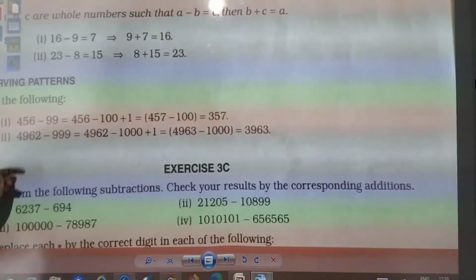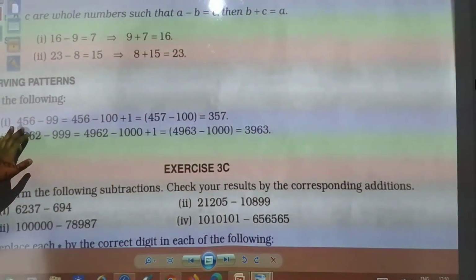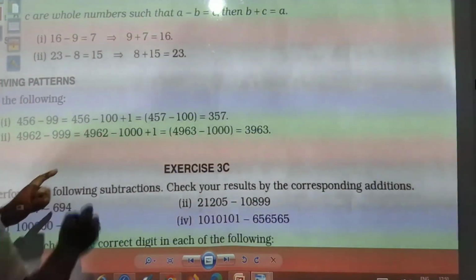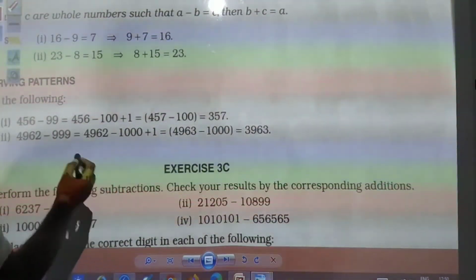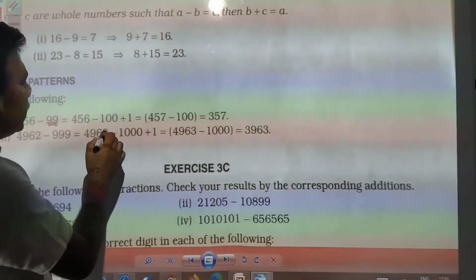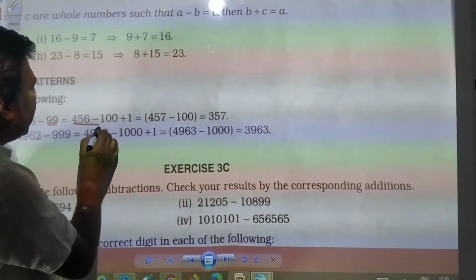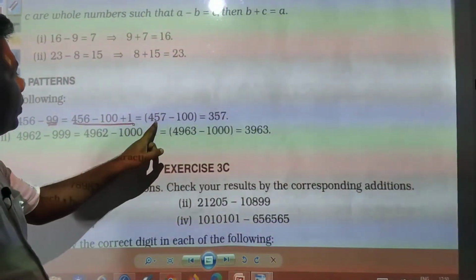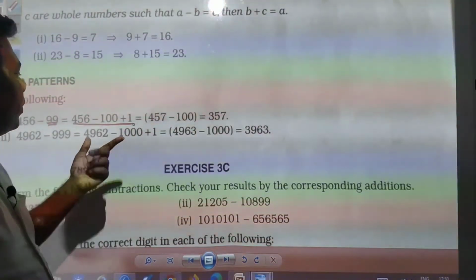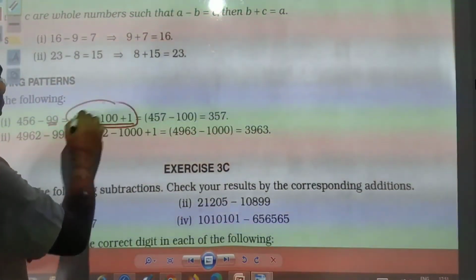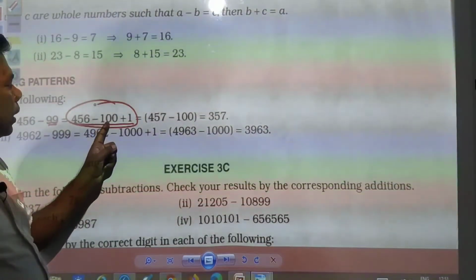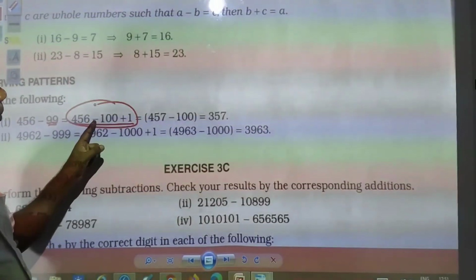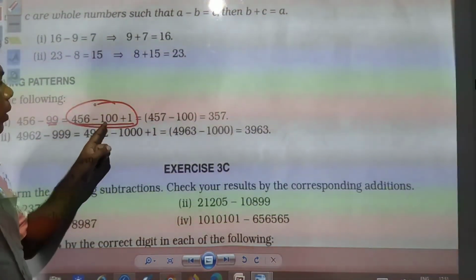Then you have observing patterns. 456 minus 99 will be equal to 456 minus, in addition also you had done, so you remember, 99 can be written as 100 minus 1, or 456 minus 100 plus 1, or 457 minus 100 is equal to 357. This you need to understand. Here you see 100 plus 1 it is written. So it is not 101, because minus 100 you have. So that is required to be remembered.